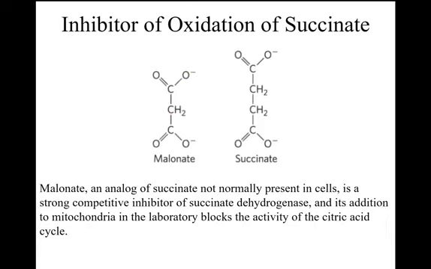And so this particular step of the citric acid cycle can be inhibited by malonate. Malonate is an analog of succinate not normally present in cells and is a strong competitive inhibitor of succinate dehydrogenase, and its addition to the mitochondria in a laboratory blocks the activity of the citric acid cycle.